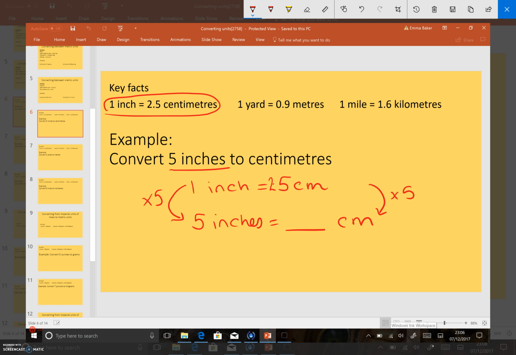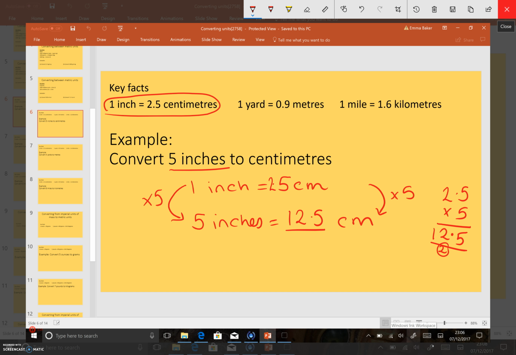So 5 lots of 2.5. Okay, so if I'm doing 2.5 times 5, I know that 5 5s are 25, 5 2s are 10, and add that 2 gives me 12. So the answer is 12.5 centimetres.